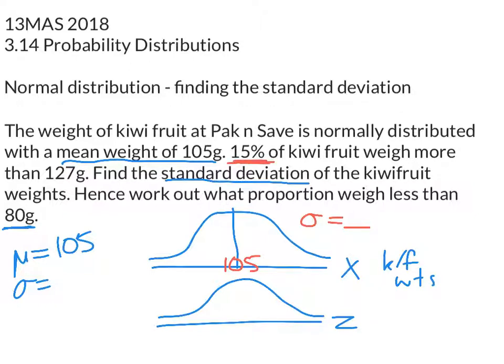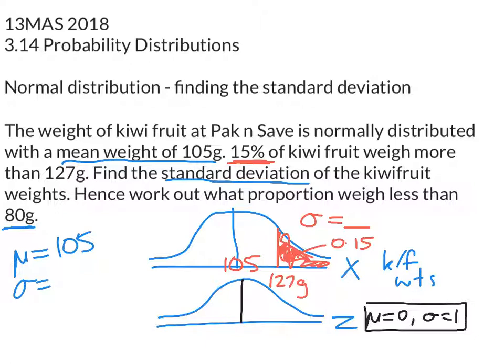We know that 15% of kiwi fruit weigh above 127 grams. So here's 127 grams, and we know that the probability in that tail is equal to 0.15. Now, to solve this problem, we're going to use the standard normal distribution. The standard normal distribution has got a mean of 0 and a sigma of 1. And it's what we use for all our normal calculations when you shove them into the calculator. It does all of this calculating for you, but sometimes we have to do it by hand.